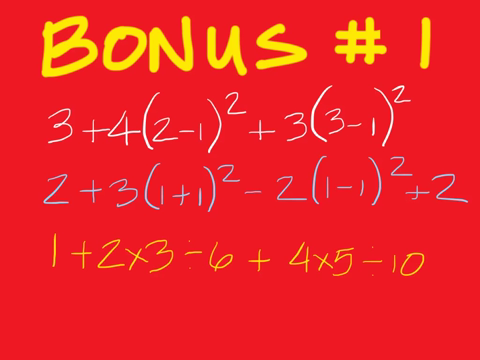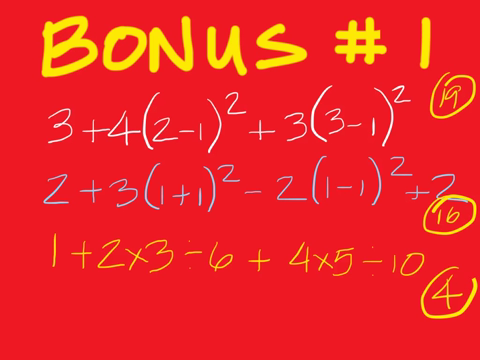For the bonus problems, they should have been 19, 16, and 4.